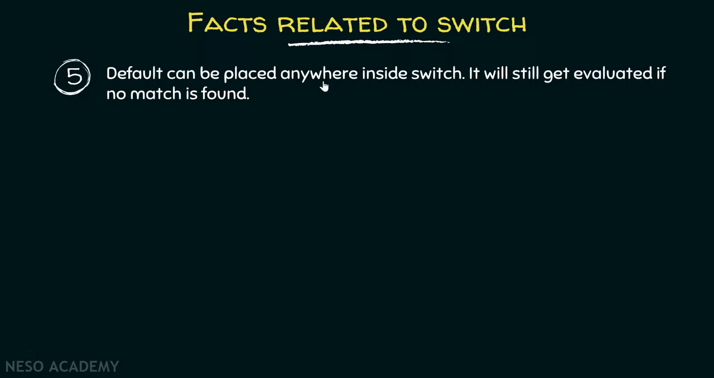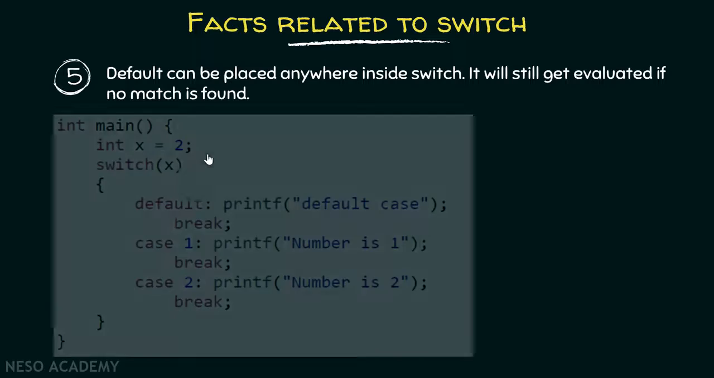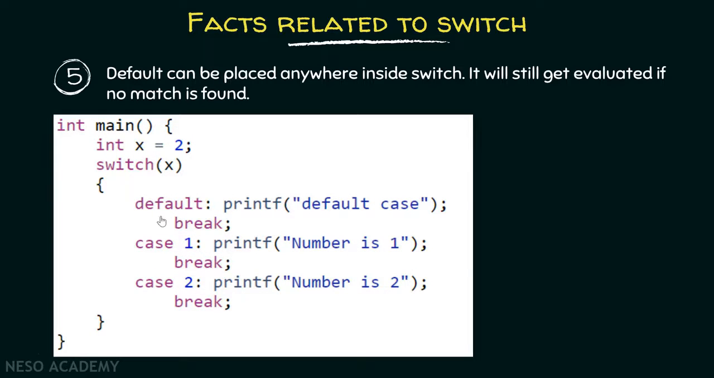Default can be placed anywhere inside switch. It will still get evaluated if no match is found. For example, it is not always necessary to put default immediately after the cases. It can be put at the top, it can be put in the middle, but it will always get evaluated after checking all the cases. Okay? That means first case 1 is checked, then case 2 is checked, then after default is checked.